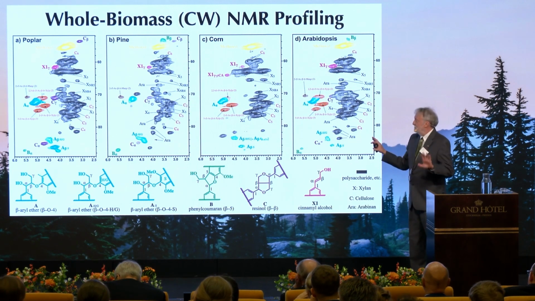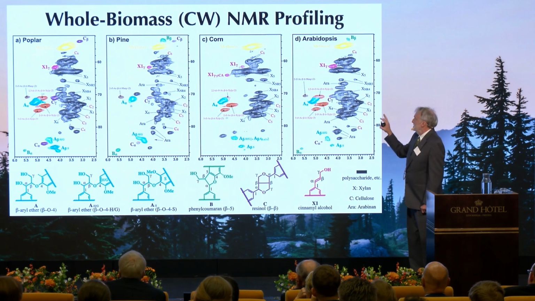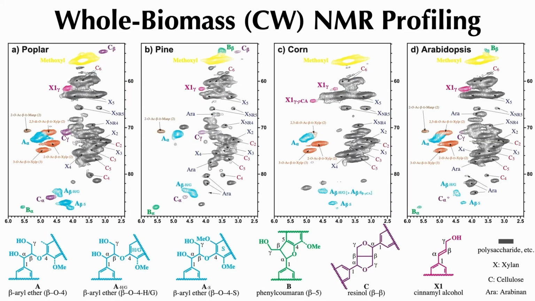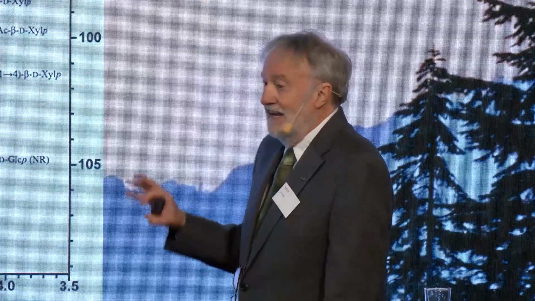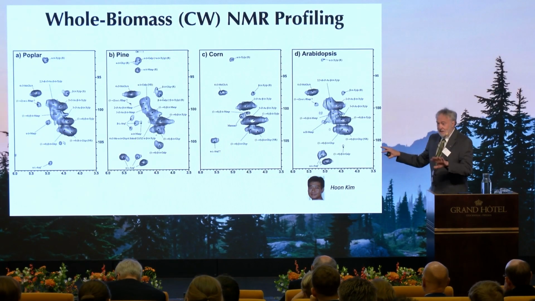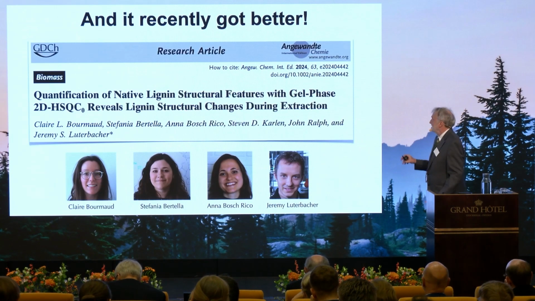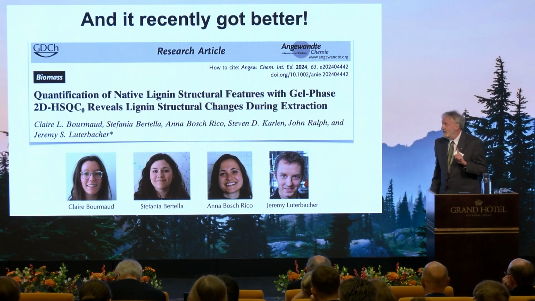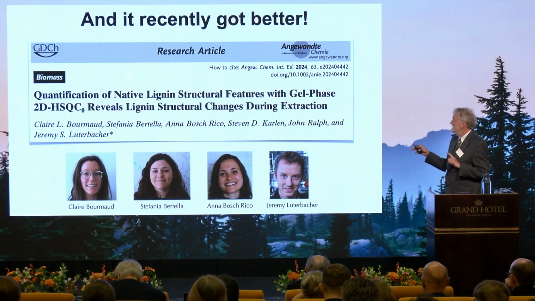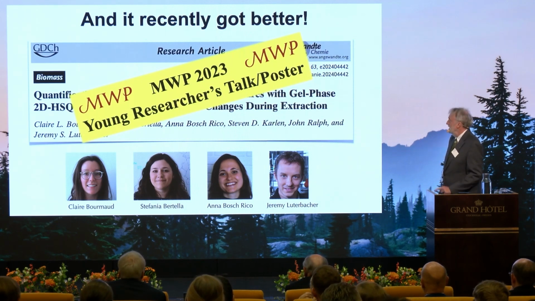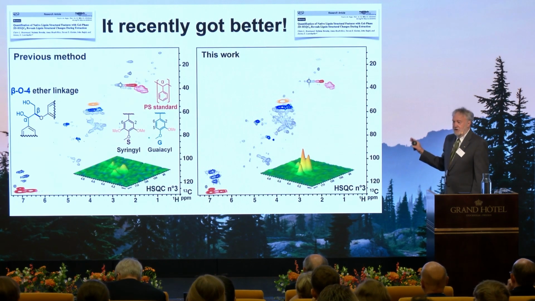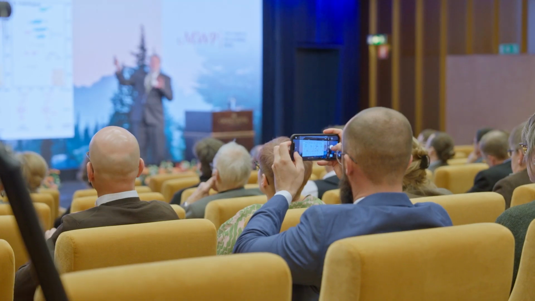In the side chain region, same spectra, overwhelmed by polysaccharides, but you can see the way these monomers connect. So beta ethers and phenylcoumarans and so on. I won't go into this, but you can see all of those components in these complex spectra without, again, having to isolate the components. And you can actually quantify your polysaccharide distribution as well, and I won't go into that. It got better. It was never quite quantitative. Last year at the MWP, Stefania gave a nice talk, a young researcher's talk, on an improvement that allows the quantification to be done much more rigorously.